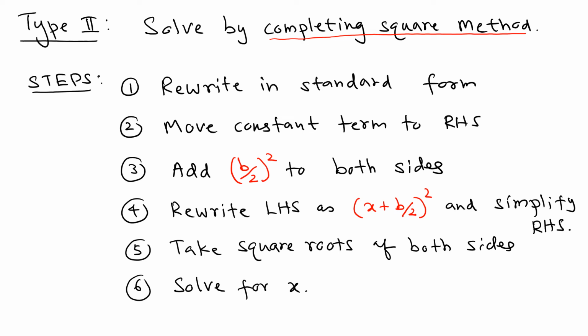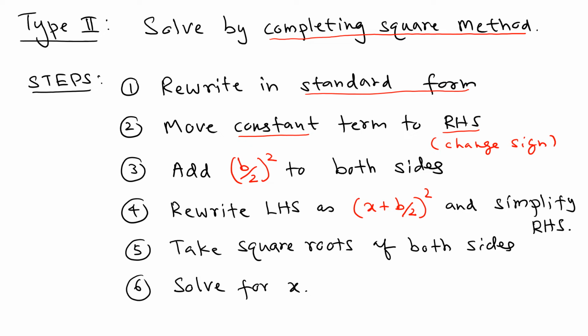The first one is rewrite in the standard form. If they are not in the right order, rearrange the terms and write in the standard form. And then move the constant to the right hand side. When you do that, you know that it's going to change the sign. Change the sign of the constant term, because when you move it to the other side. And then add b/2 squared.